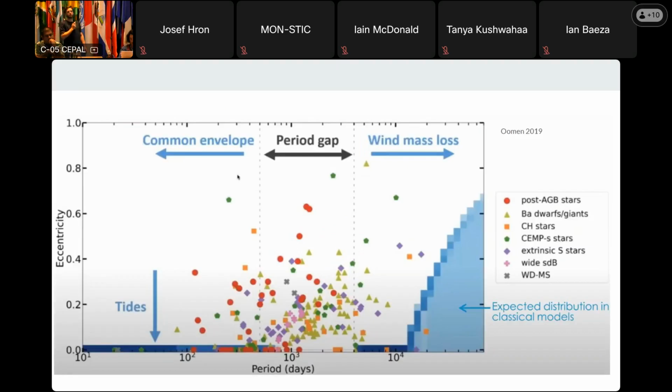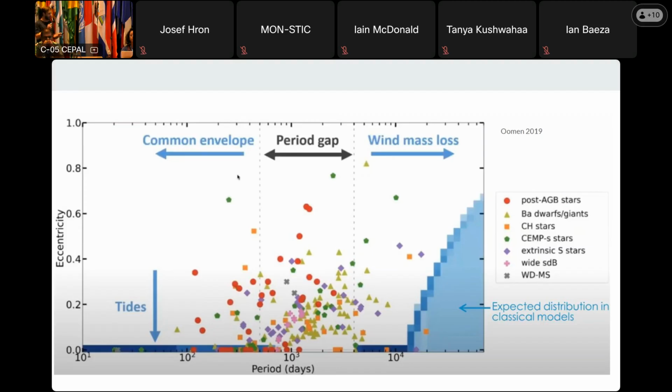When you look at the periods and the eccentricities of barium stars and other stars that are formed through the same scenario, they have periods between 100 and 10,000 days and eccentricities up to 0.8. This is actually a big problem, because according to classical binary evolution, we should observe those kinds of stars in the blue shaded regions. We should have either long period systems that have been widened due to fast winds, or, for periods below 10,000 days, tides are very effective, and we should observe only circular systems.